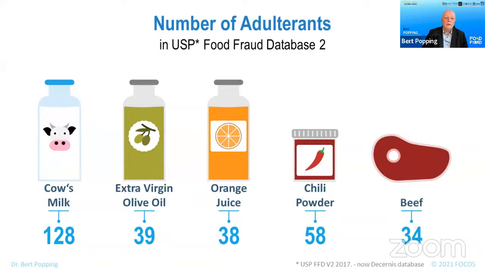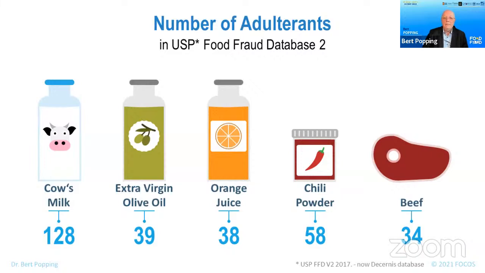Olive oil, 39 known adulterants, and the emphasis is on known because obviously fraudsters, as Semi pointed out, don't want to be found out, so they may use something that we haven't discovered yet. So this is why the emphasis on known adulterants. Orange juice, 38, 58 on chili powder, and 34 for beef.